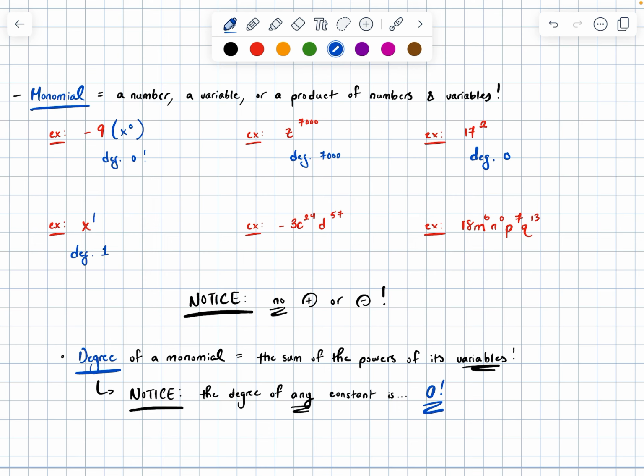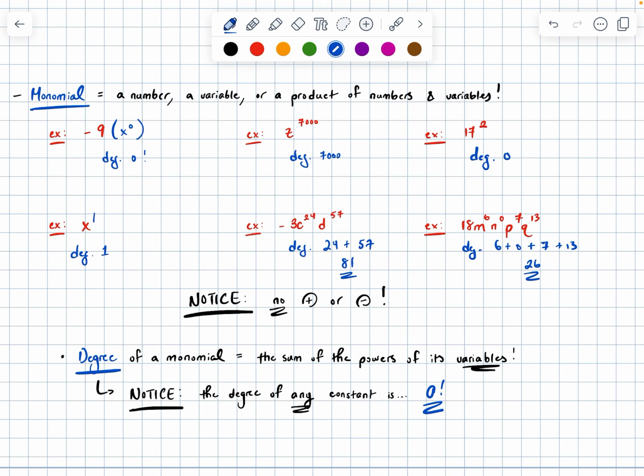For -3, c to the 24th, d to the power of 57. Again, to find the degree, I sum. In other words, I add up the powers on the variables. So the degree here should be 24 plus 57, which is 81. Same thing over here for 18, m to the 6th, n to the 0, p to the 7, q to the 13. Once again, to find the degree, I'm going to take the 6, 0, 7, and 13 exponents on my variables, add them up. Feel free to fact check me. This should give me a degree of 26.